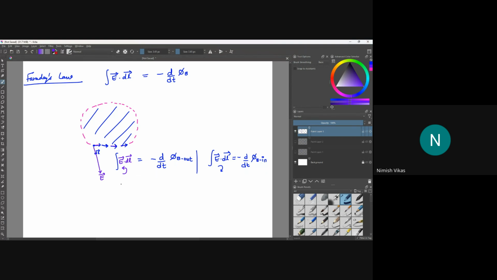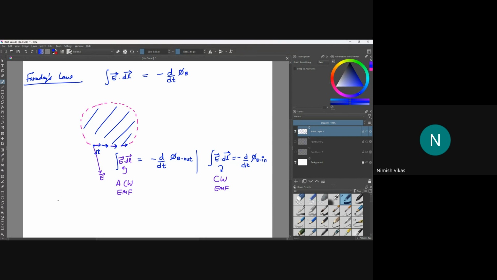So this integral E bar dot dl bar is also called EMF. By definition, EMF is the work done per unit positive charge as the charge moves from one place to another. So by that definition, this is simply EMF. Since we are finding integral E bar dot dl bar in the anti-clockwise direction, we call this anti-clockwise EMF. Anti-clockwise EMF is nothing but minus d by dt of flux outwards. Similarly, clockwise EMF is nothing but minus d by dt of flux inwards. And that's it, guys. That is Faraday's law.